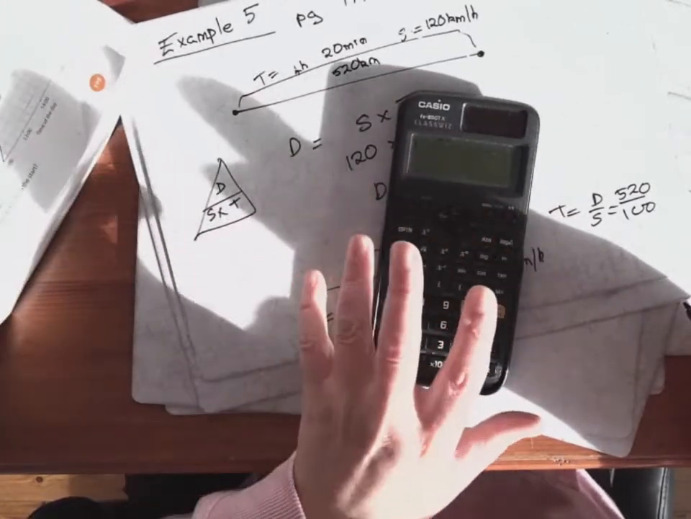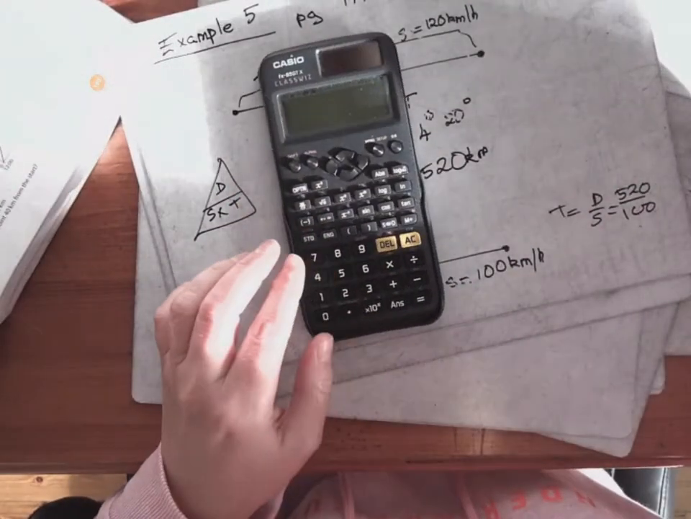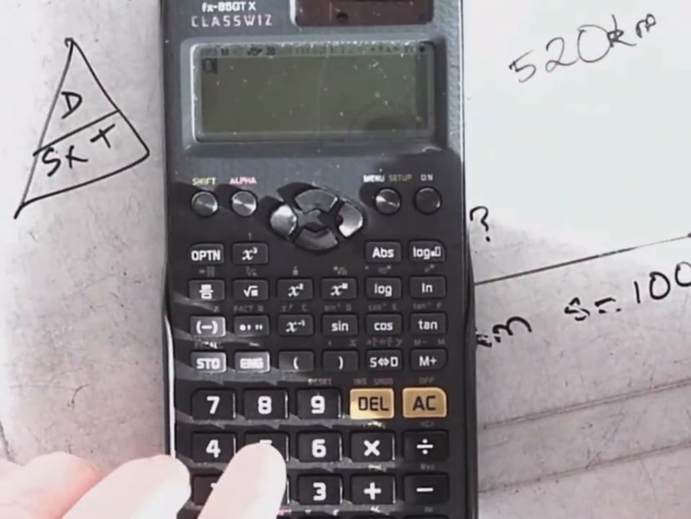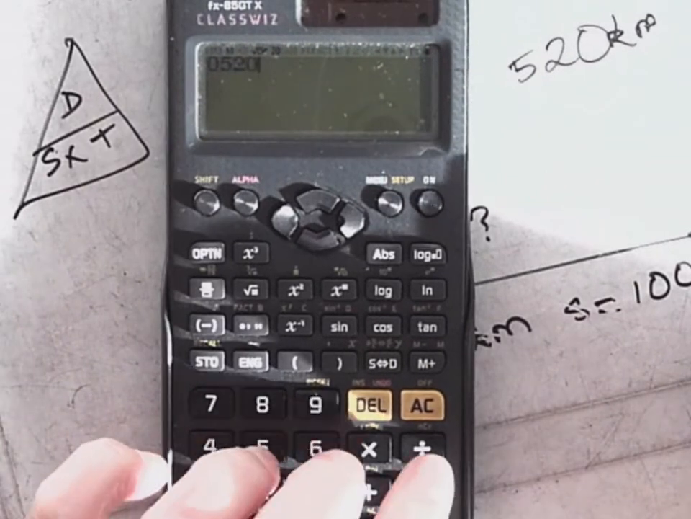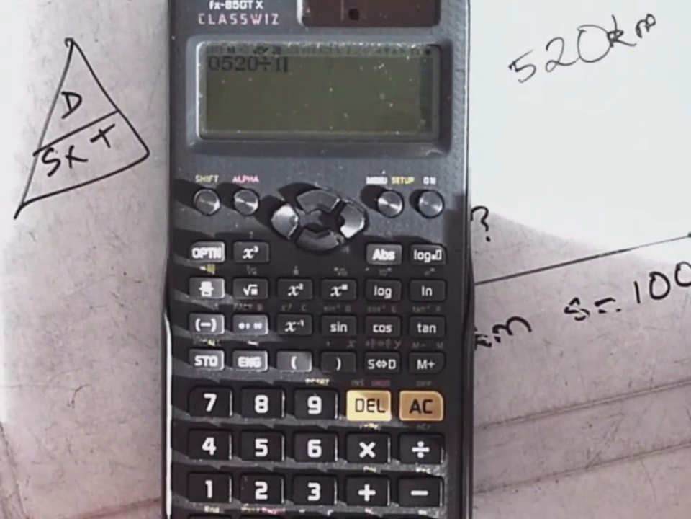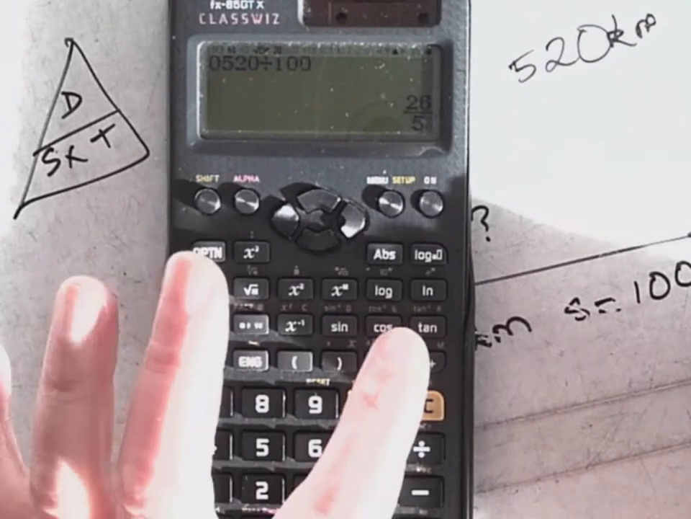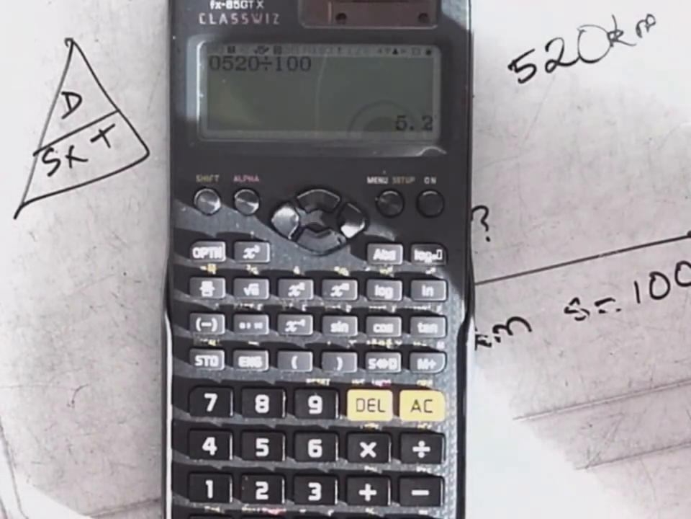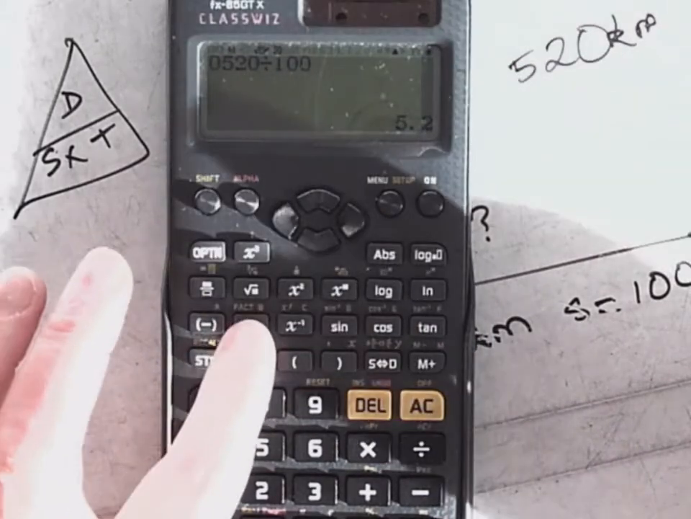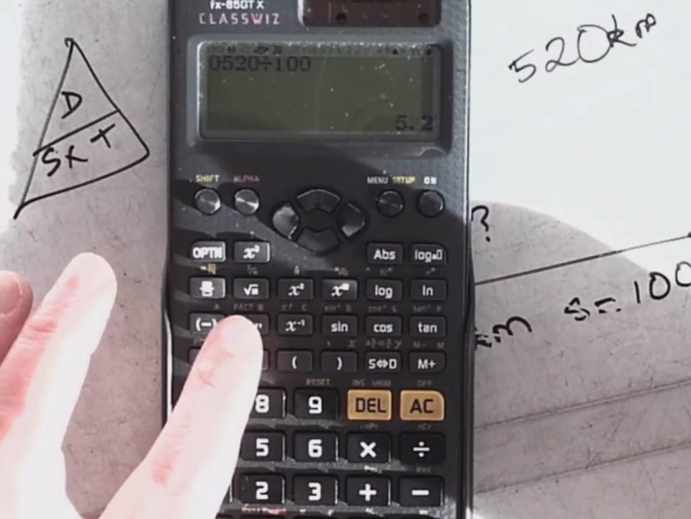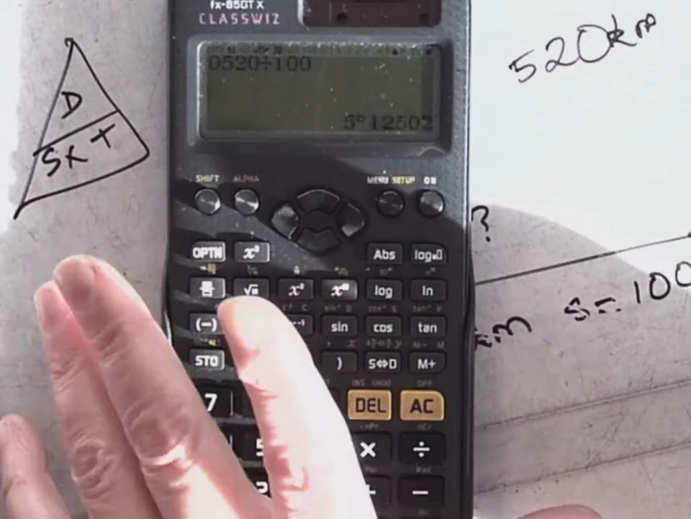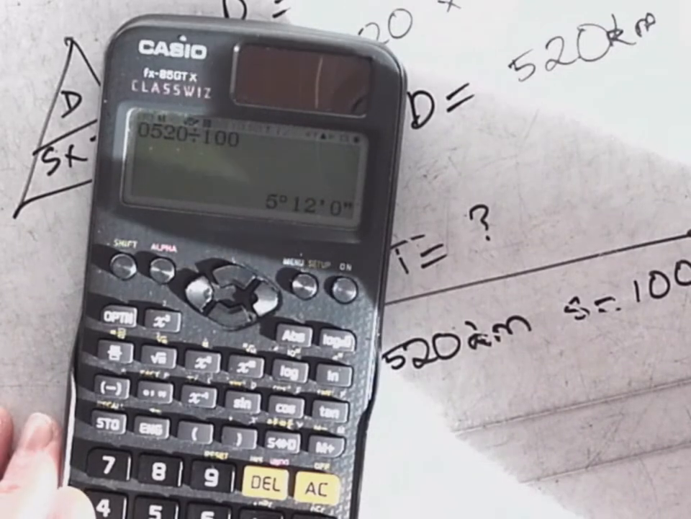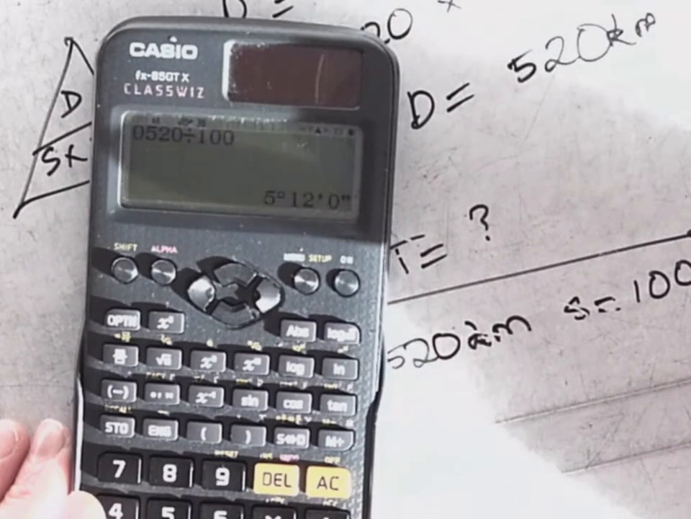The reason I'm showing you this on the calculator is because you can put it into time if you want your answer in hours and minutes. So we go 520 divided by 100, and that will give me 5.2 hours. But if I wanted it in hours and minutes, girls, just press the button with all the commas on it. That'll tell you it's 5 hours and 12 minutes. How come you put a 0 in front of 520?